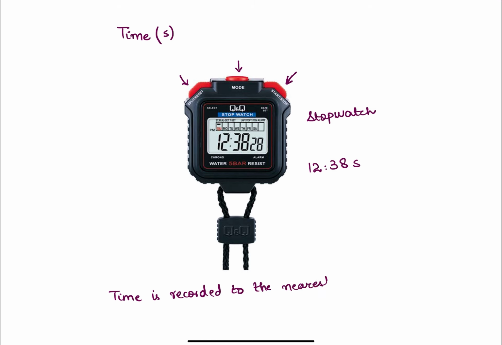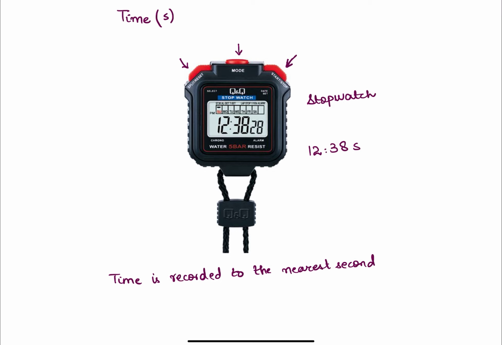So how do I make 12.38 to the nearest second? I'll just round it off and write it as 12 seconds. The nearest second to 12.38 seconds is 12 seconds. So I will record 12 seconds in my answer.